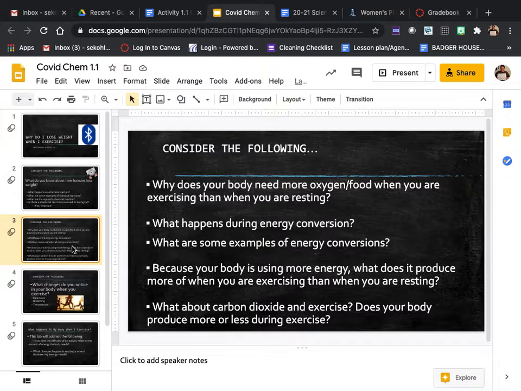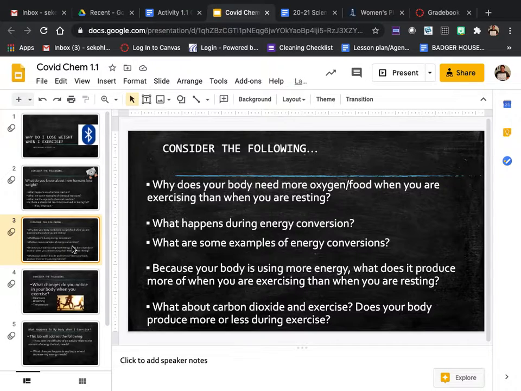All right, so now that you've answered those questions, let's consider these additional questions. Why does your body need more oxygen or food when you are exercising than when you're resting? Thinking again back to 6th and 7th grade, what happens during energy conversion? And then what are some examples of energy conversions?